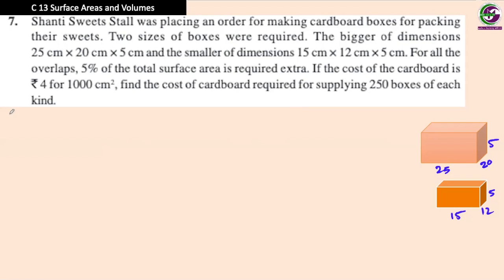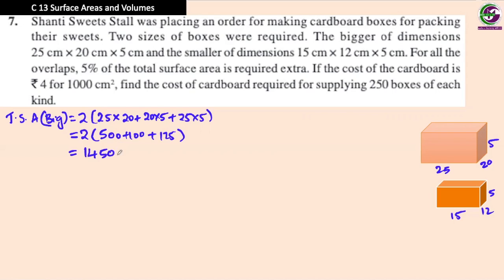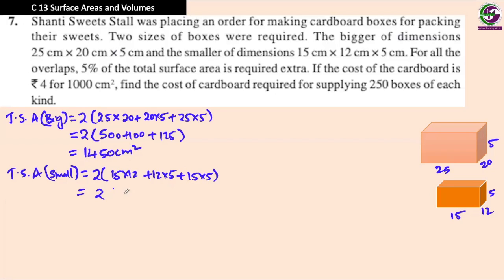So first of all, we need to find the total surface area of both of them. So total surface area of the large box, big box, is equal to 2 times (25 times 20 plus 20 times 5 plus 25 times 5), this is the total area of the large cuboid. Now total surface area of the small box is equal to 2 times (15 times 12 plus 12 times 5 plus 15 times 5), which is equal to 630 centimeters square.